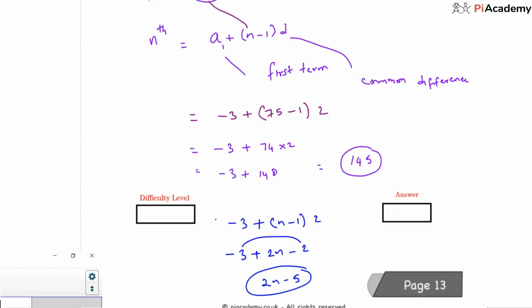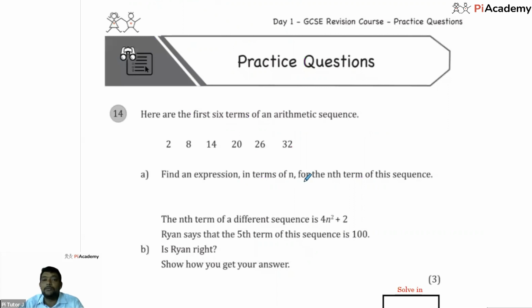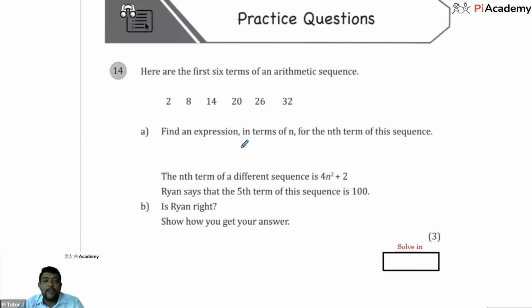Wonika, did you understand? Wonderful. Good. Let's go to the next question, guys. Here you go. Again, the sequences. Here are the first 6 terms of an arithmetic sequence. Find an expression in terms of n for the nth term of this sequence. We just did. Don't give the answer, I'll ask specific people. The nth term of a different sequence is 4n squared plus 2. Ryan says that the 5th term of this sequence is 100. Is Ryan correct? Show how you get your answer. Go ahead. You have 2 minutes for both the questions.